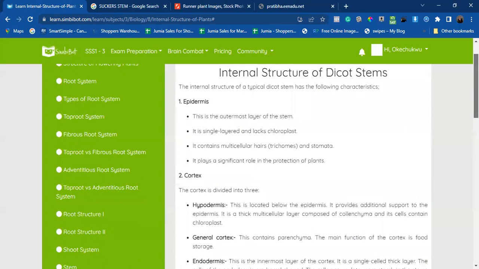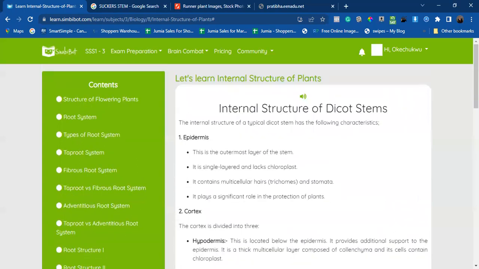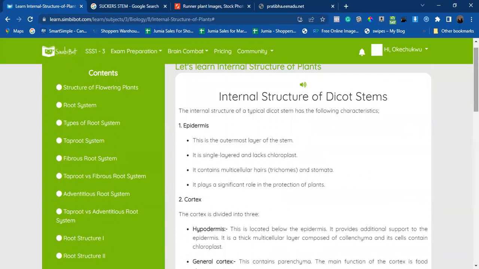Now let's look at the internal structure of dicot stems. We have the epidermis, the outermost layer of the stem, single layered, lacks chloroplast, has multicellular hairs, and protects the plant. Anywhere you hear epi, just know it has to do with external, outermost. Dermis means skin. So epidermis is the outermost layer of the stem.